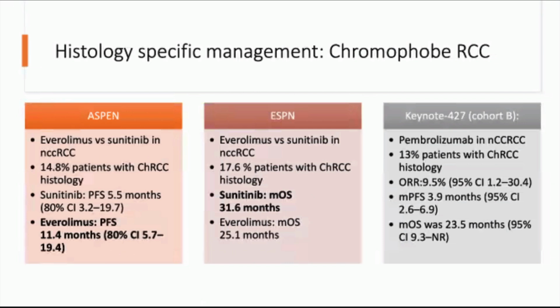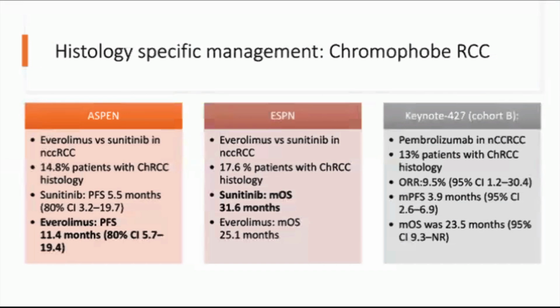Now, looking at the specific treatment options for chromophobe RCC, we need to think back to some of the trials we discussed earlier. Close to 15% of patients recruited in the ASPEN trial had chromophobe histology, and those patients were found to have a greater progression-free survival with everolimus compared to sunitinib. The difference here was 11 months versus 5.5 months.